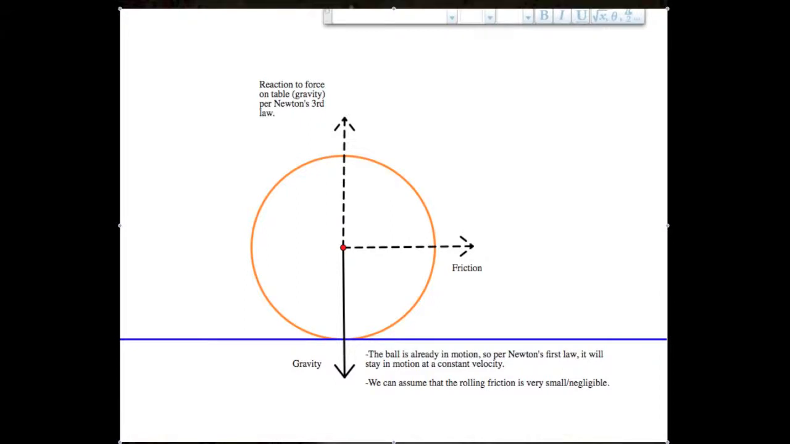Here is a picture of the forces acting on the ball: gravity, the reaction of the table on the ball, and the resultant force from friction and air resistance. Assuming that the friction and air resistance are very small, there is no net force on the ball. Thus, the ball is in a state of constant velocity.